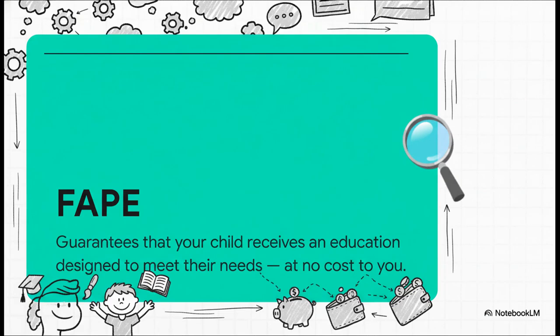Next is FAPE, and this is the core promise of the whole law. It stands for a free, appropriate public education. The key word there is appropriate. It means the school has to provide an education that's tailored to your child's needs so they can make real progress. And of course, it has to be completely free for you.